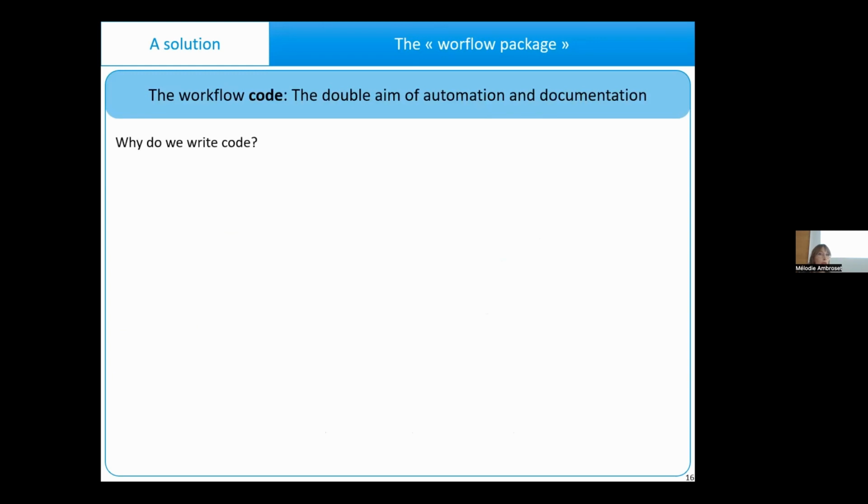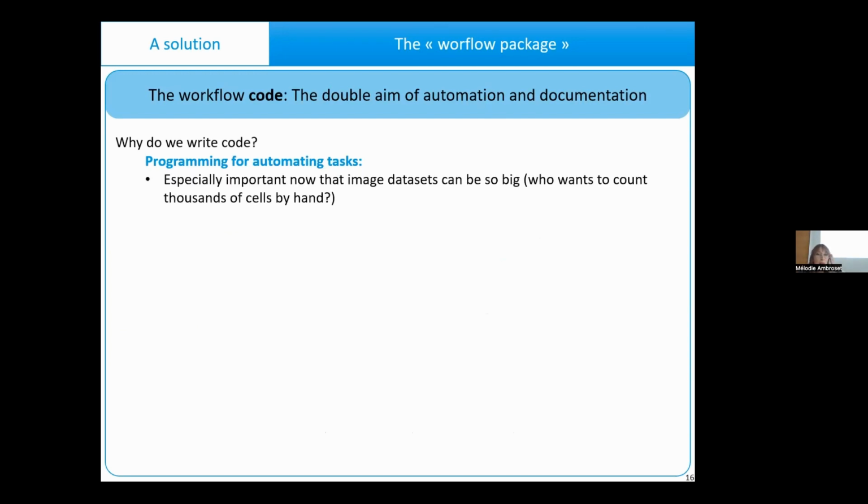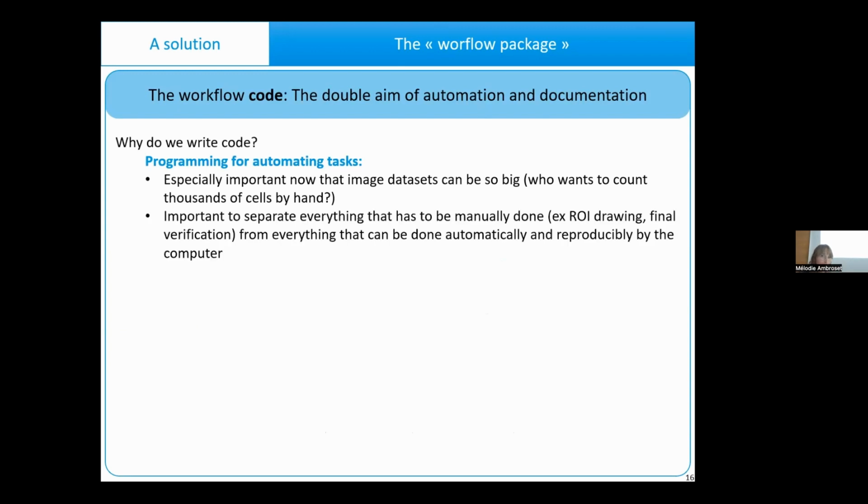So why do we write code for bioimage analysis? The first reason is for automating tasks. It's especially important now that image datasets are so big. Who wants to count thousands of cells by hand, right? It's also important to separate everything that has to be done manually, such as drawing of regions of interest or final verification, from everything that can be done automatically and reproducibly by the computer. You save weeks of effort. If your computer takes 1 hour to do one image and you have 200, you want it to do all the computing in one go, and retrieve the analyzed data afterwards.